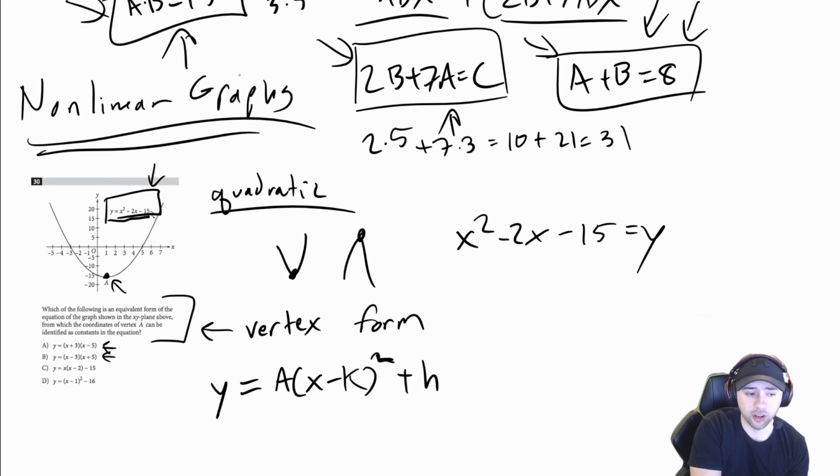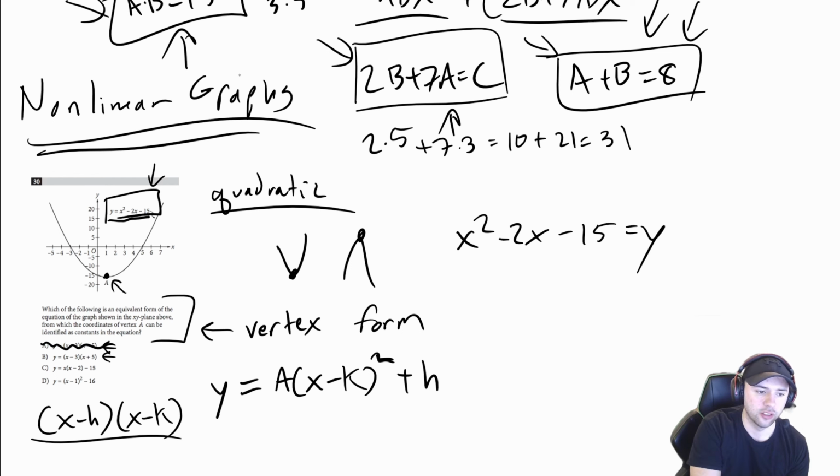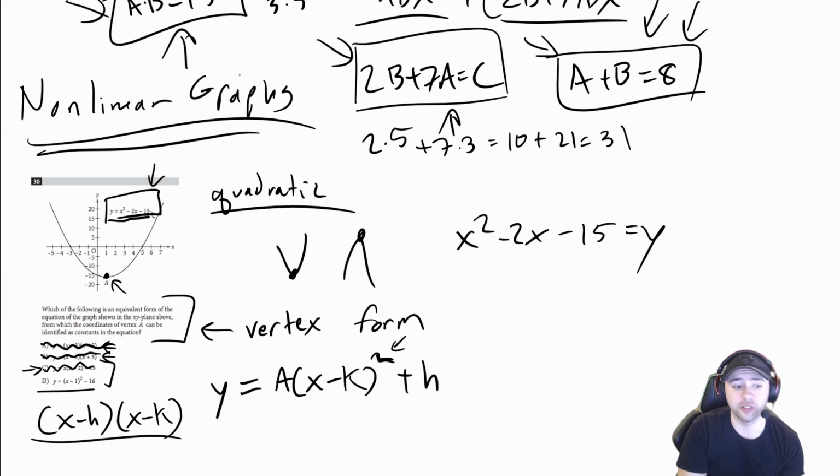These two options A and B are not in vertex form. They're what's known as factored form, x minus h times x minus k. That would be considered factored form. So we're going to cross those out. And if we look at the other two options, C looks close to vertex form, but if you look closely, there's no squared, and that would make it not vertex form. So this one down here is the only option that's in vertex form.